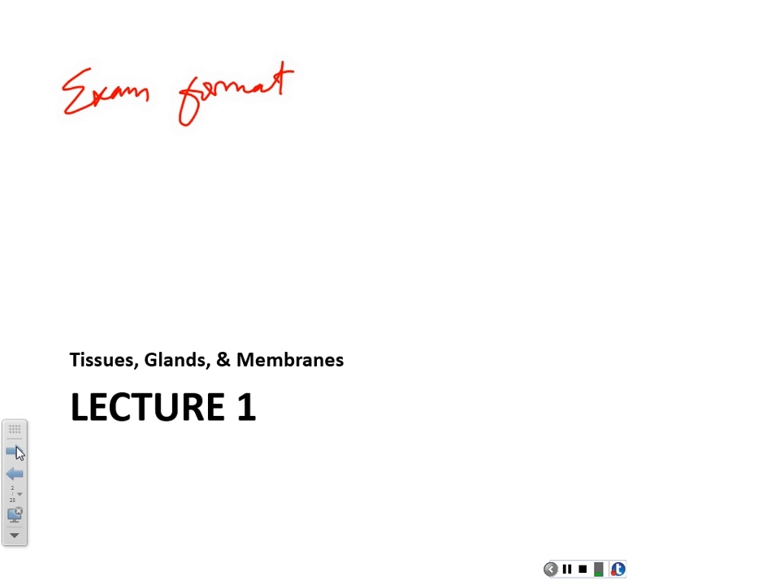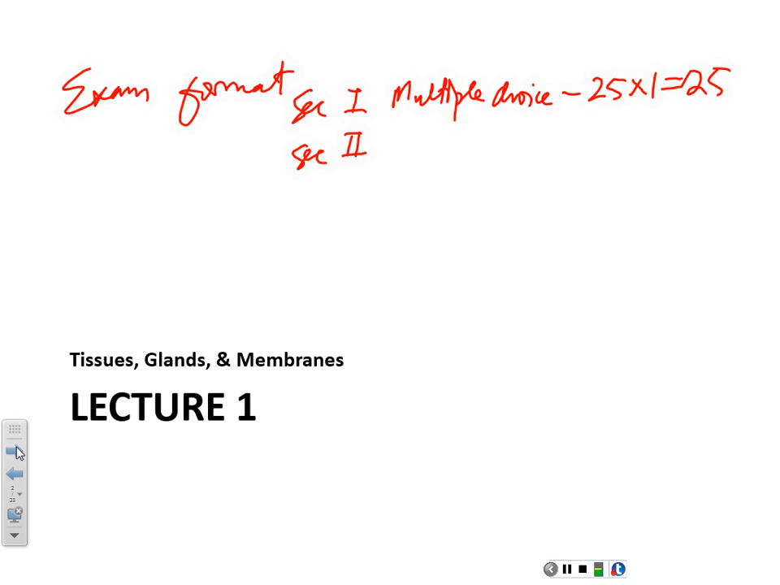Okay, so section 1 is our usual multiple choice, and it's going to be 25 times 1, which is 25. And section 2 is going to be definitions. For instance, I would say accommodation. You define accommodation, or sensation, or perception, things like that. That would be 5 of 6 times 2, which is 10.